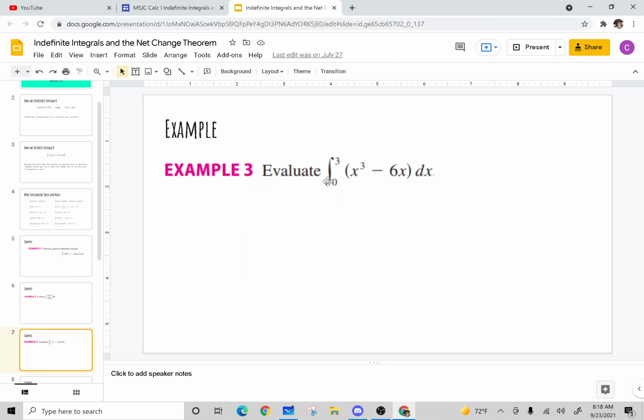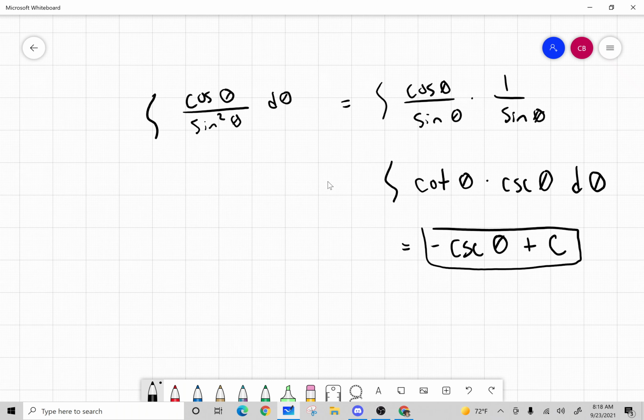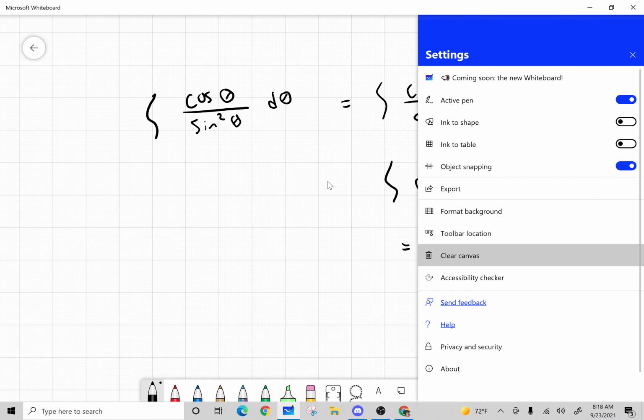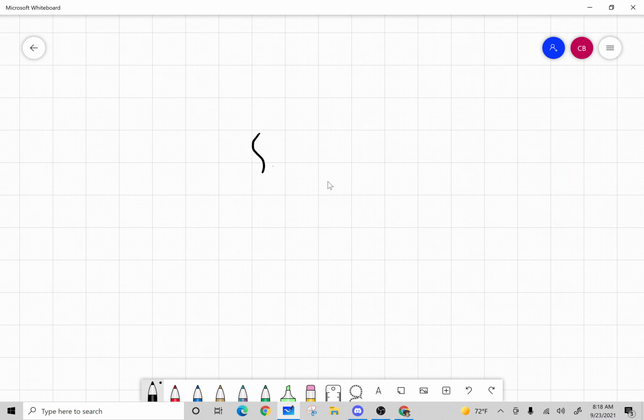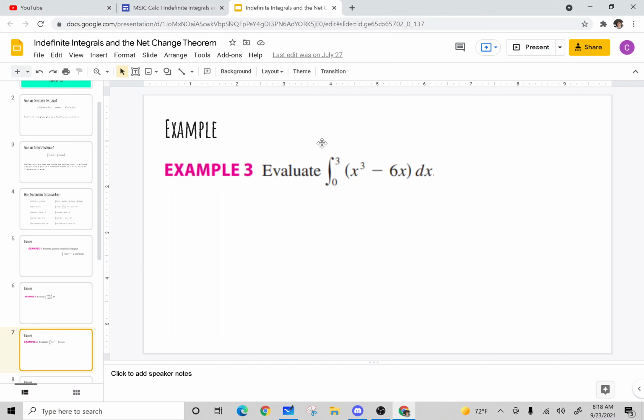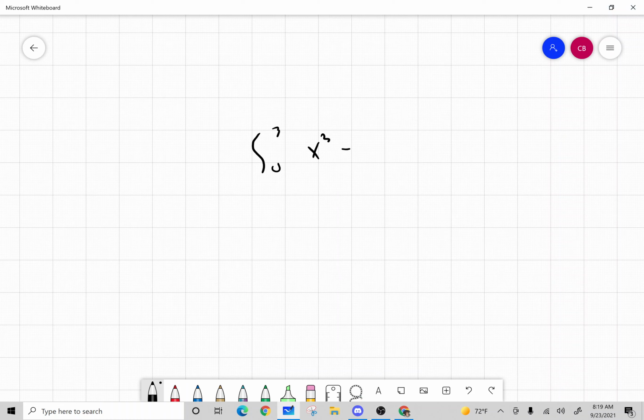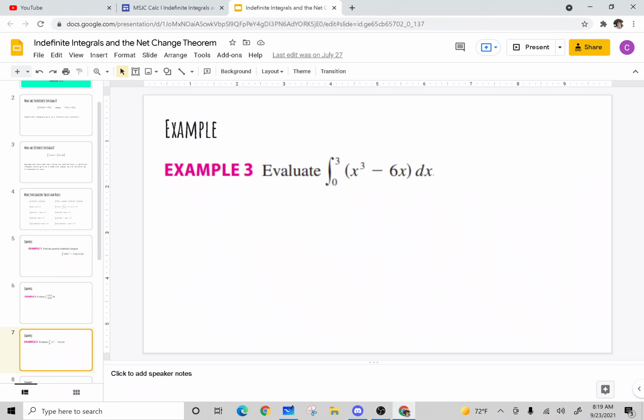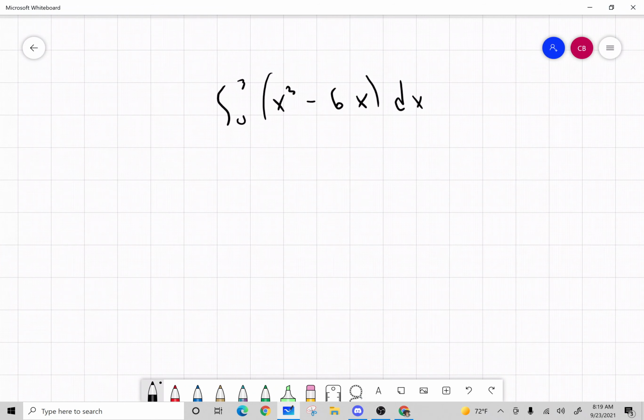We have the definite integral. Okay, so let's do it, and we'll see how this differs. So we've got the definite integral from 0 to 3 of x to the third minus 6x dx. Let's begin. Let's separate it. We've got the integral from 0 to 3 of x to the third dx minus the integral from 0 to 3 of 6x dx.